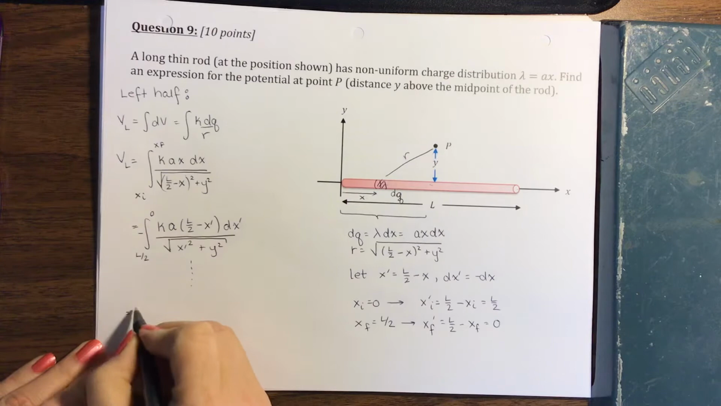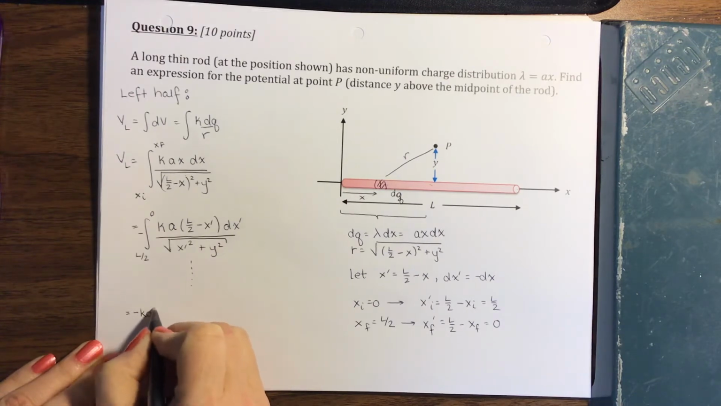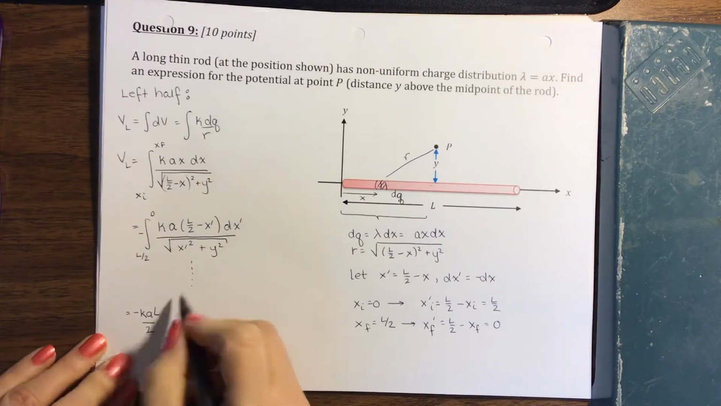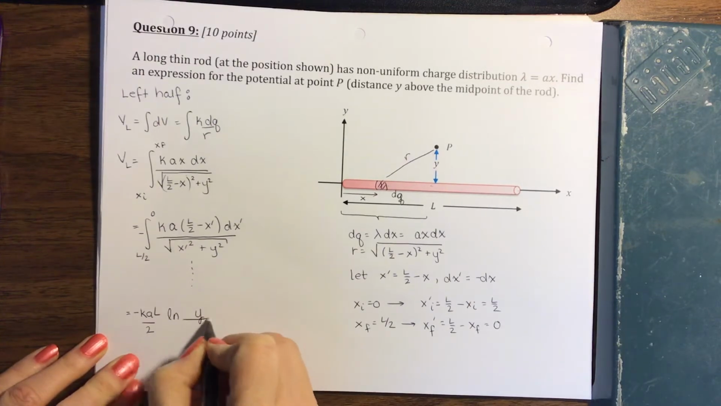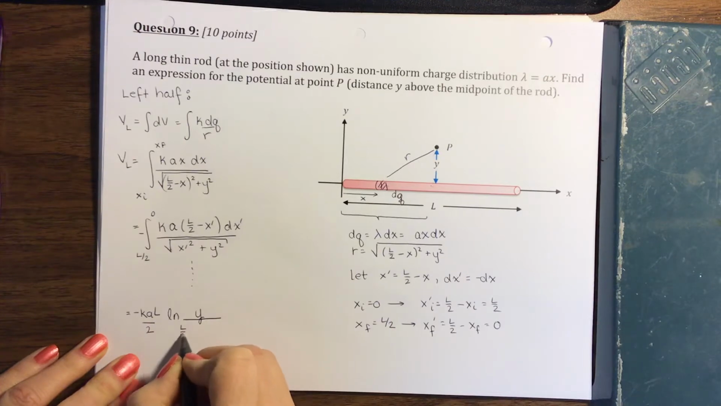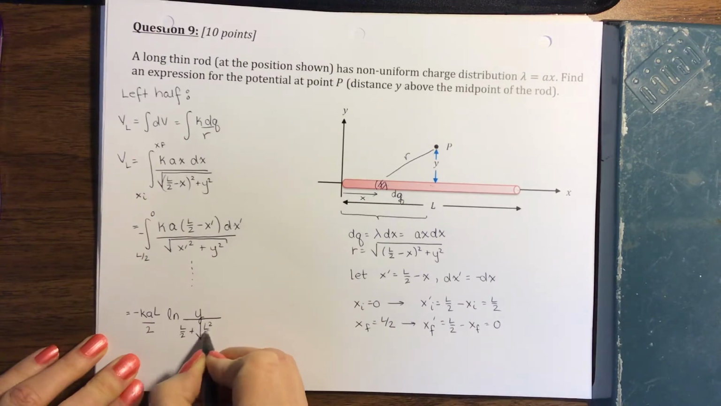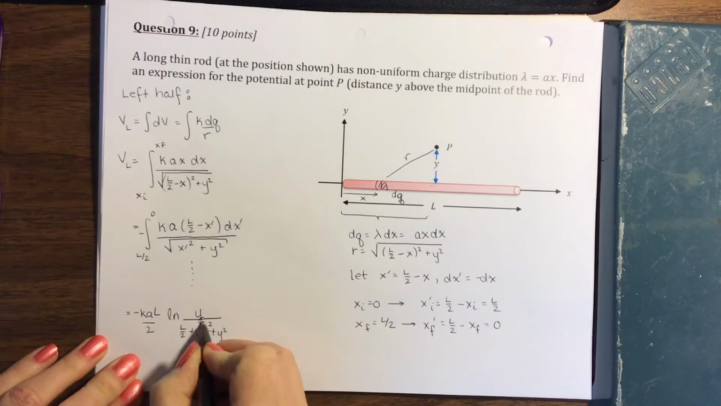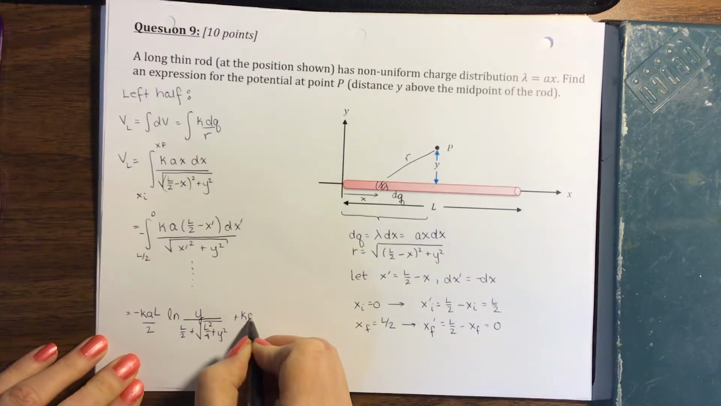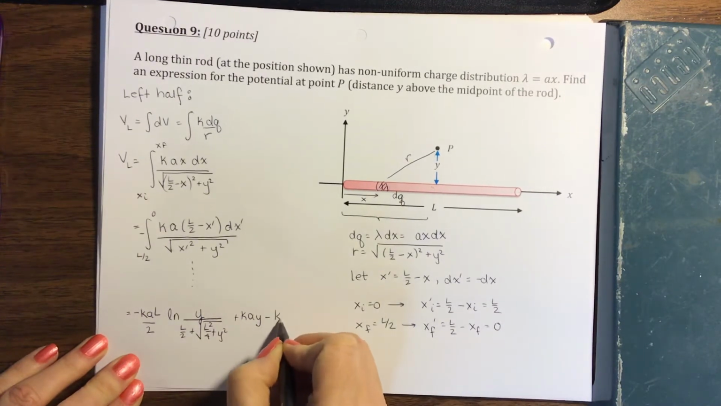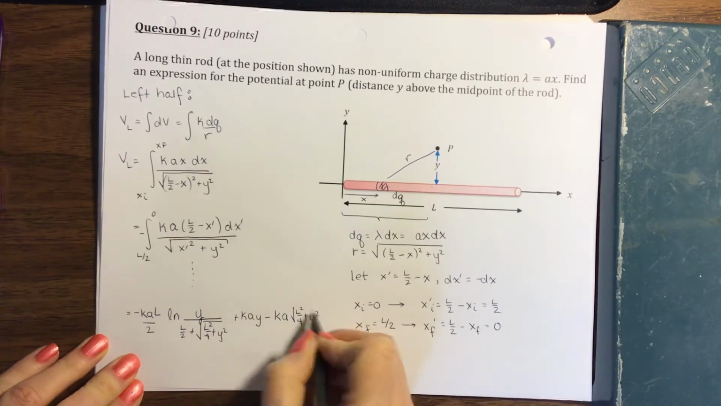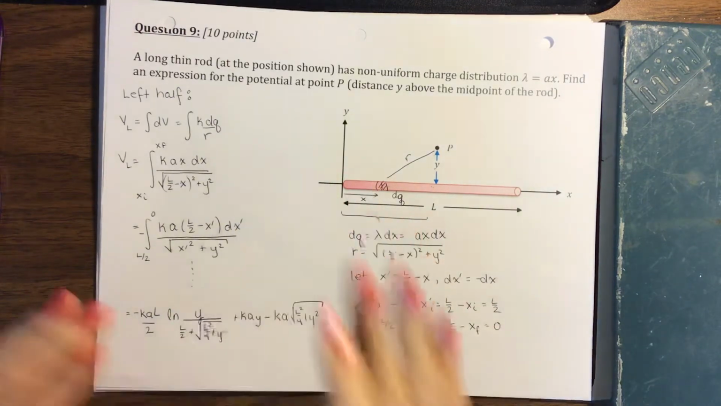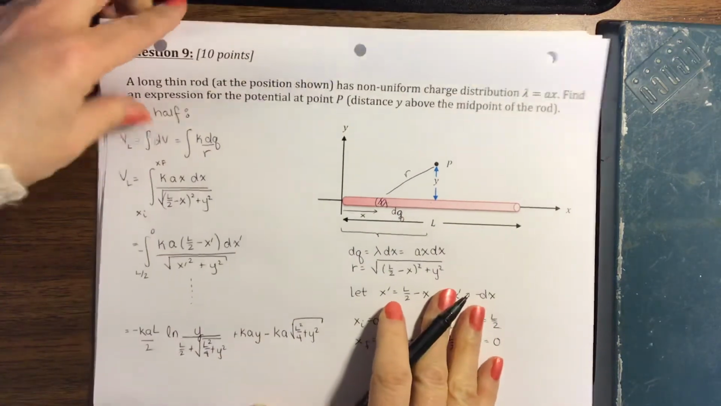What you should get for your result is minus k times a times L divided by 2 times the natural log of y divided by (L over 2 plus the square root of L squared over 4 plus y squared), plus k times a times y, subtract k times a times the square root of L squared over 4 plus y squared. Alright, that's for the left half. We also have to do the right half, and then the total potential is what happens when we add them together.